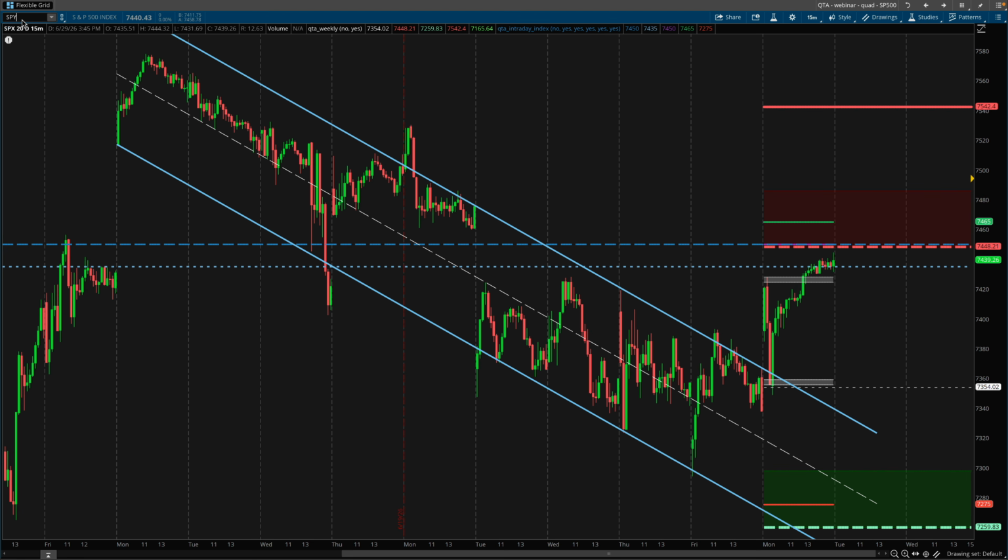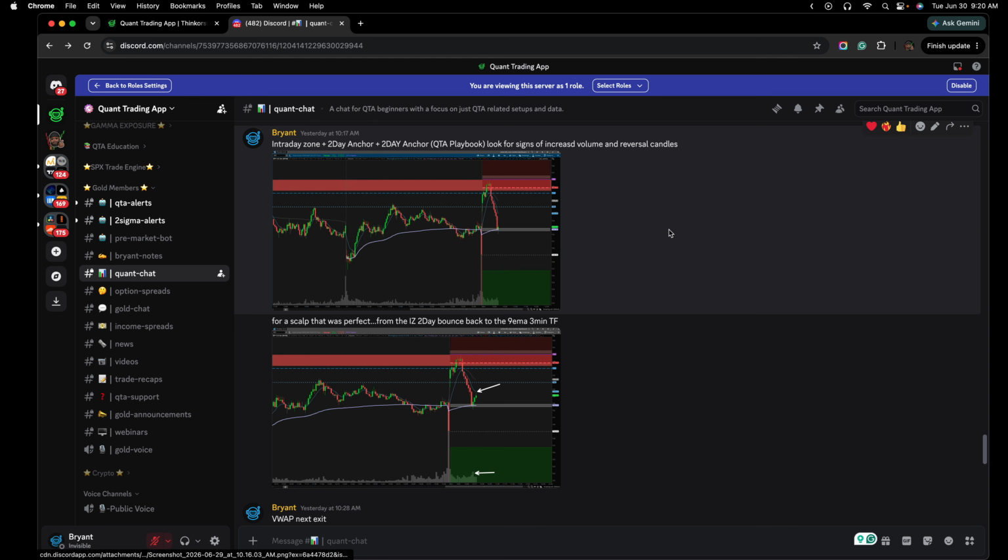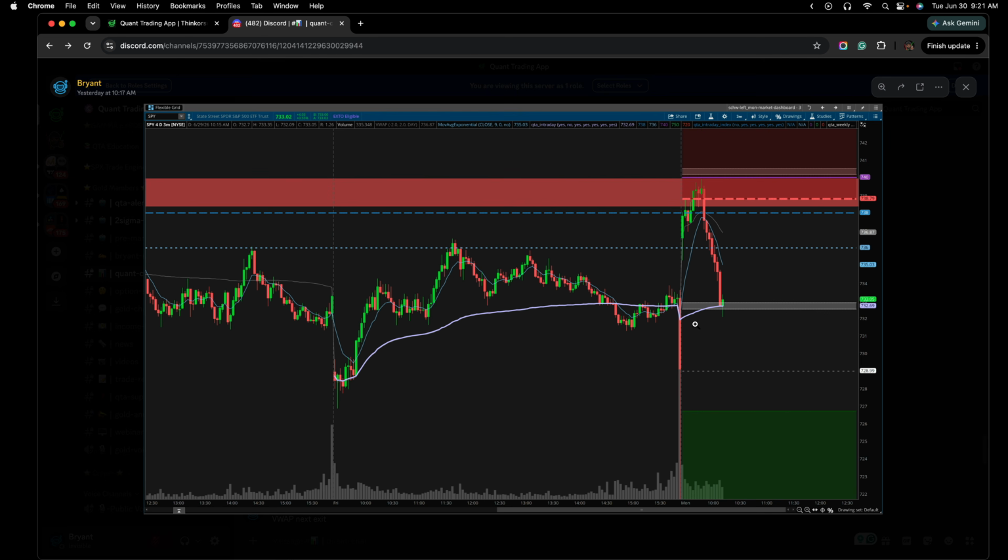So in the meantime, while I was waiting for the markets to retrace back down to that level, I shared it for the Quant Trading App members within the Discord here, saying the intraday zone plus the 2-day anchored VWAP, plus I meant to put gap fill. So I got a little excited again. The market was open. I was actively getting into a position at this point, but this is what it looked like.